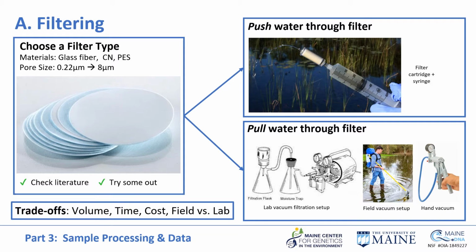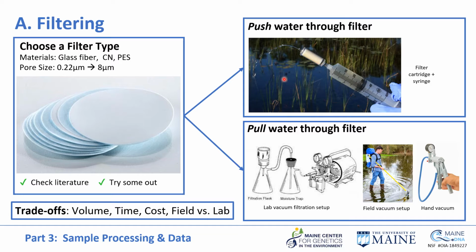Once you choose your filter type, you then have to think about how you're going to get water through that filter. And there's 2 main approaches for this. The first is that you can push water through the filter, and I'm showing you an example of that here. In this example, we have a filter cartridge. This is a Sterivex type of filter cartridge, where the filter is going to be on the inside surrounded by a tube. This tube connects to a syringe, so you can get your sample into the syringe, connect it to the filter cartridge, and push it through, where DNA is going to collect on that filter.